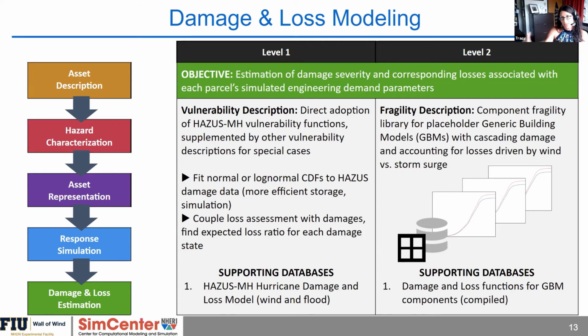And as we move into level 2, we're just going to increase the fidelity and resolution of that representation. And that means moving us to component-based descriptions of damage that will let us again start accounting for the losses driven by wind and storm surge separately and combining those in a rational way to predict the overall impact or losses on the whole building itself.